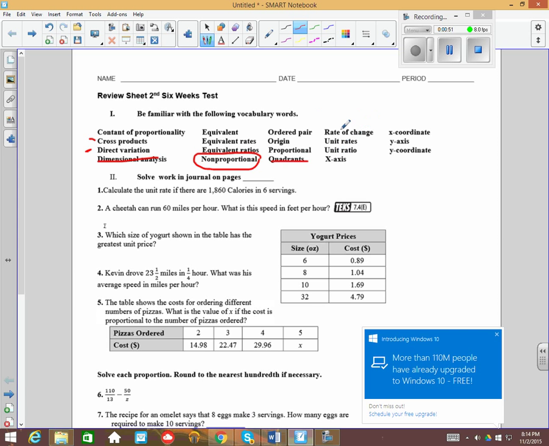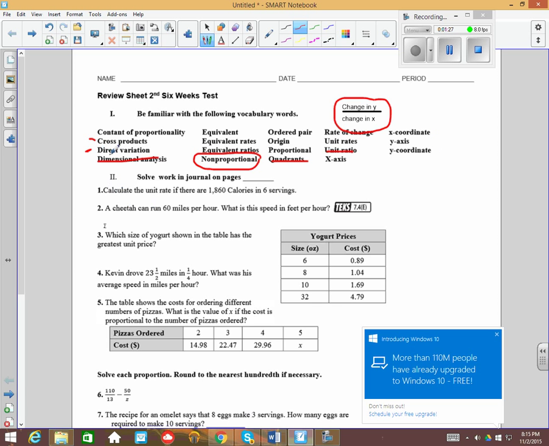Rate of change. Okay, a change in y with a change in x. We went over that. So rate of change is a change in y over the change in x. Unit rate, that means the denominator is always 1 in the unit rate. So unit rate means the number is over 1. And you have the x-axis and know the x-coordinate and the y-axis and the y-coordinate.